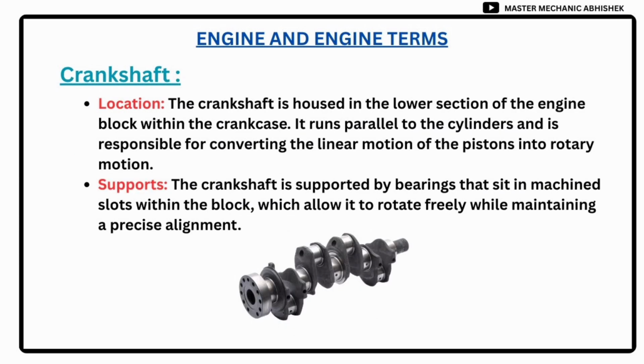Crankshaft. Location: the crankshaft is housed in the lower section of the engine block within the crankcase. It runs parallel to the cylinders and is responsible for converting the linear motion of the pistons into rotary motion. Supports: the crankshaft is supported by bearings that sit in machined slots within the block, which allow it to rotate freely while maintaining a precise alignment.